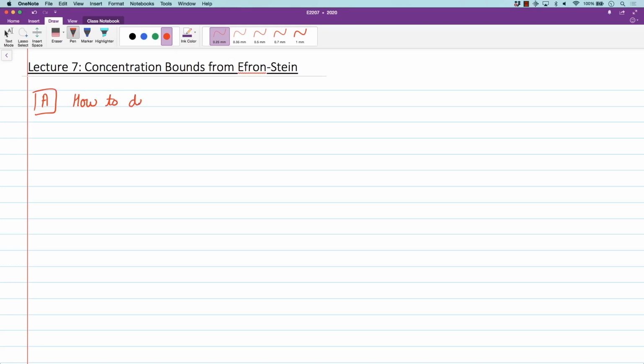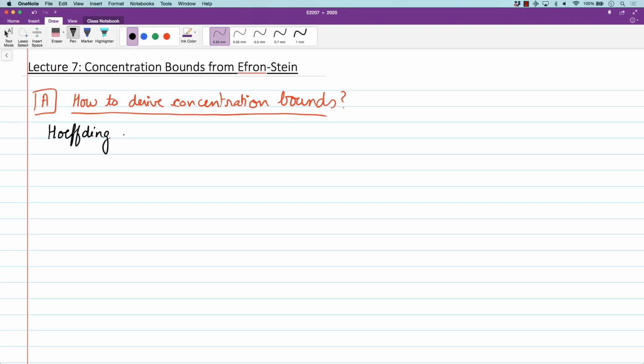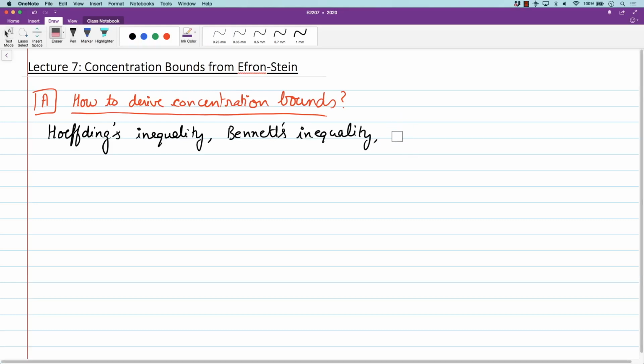How to derive concentration bounds. Till now we have seen Hoeffding's inequality, and we have seen several others. We have seen Bennett's inequality, and then we have seen McDiarmid's inequality.